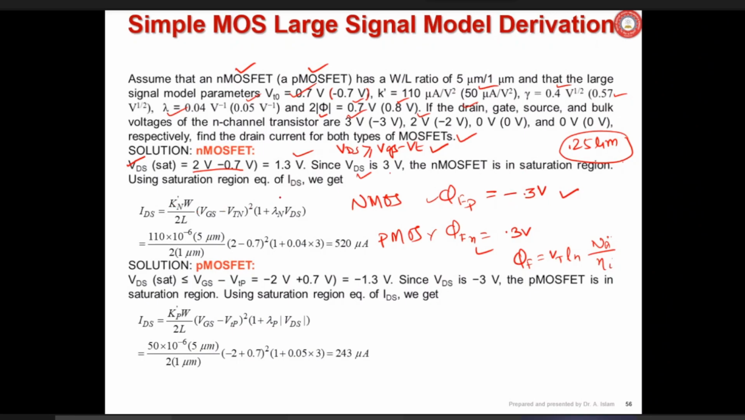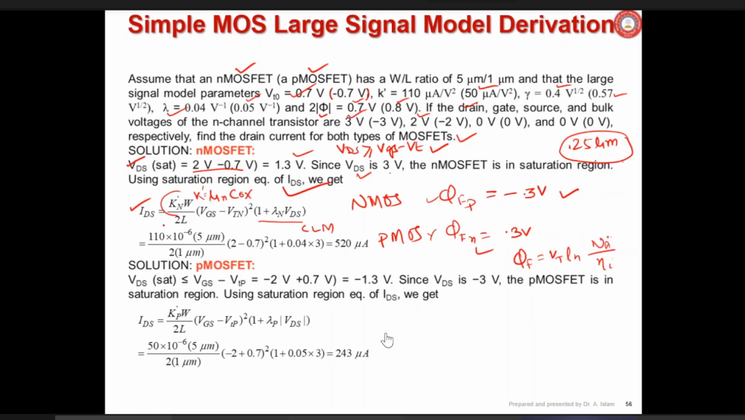So we have to write the current equation applicable for saturation region. ID is equal to Kn prime W by 2L, (VGS minus VTN) whole square, into (1 plus lambda VDS). Lambda VDS is there because we want to capture channel length modulation, CLM. Kn prime is mu n Cox. It is a SPICE parameter. We'll list all the SPICE parameters later in a table.